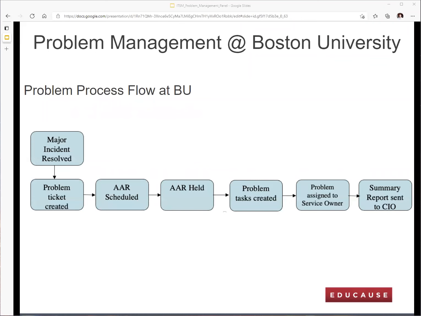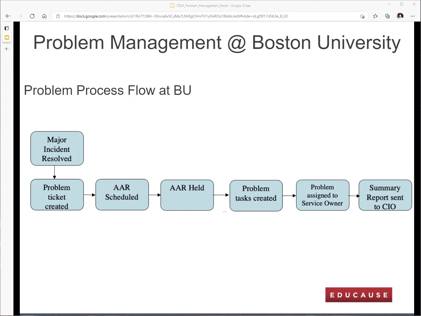Next slide, please. I wanted to just quickly explain the way we do the problem practice at BU with a brief flow visual. So first, a major incident happens, primarily P1s. And once it's resolved, a problem ticket is created. And one thing that we do here at BU is we have an after action review for every major incident that has a problem opened. In ITIL, that is referred to as a major incident review, but we do it out of the problem ticket rather than within the major incident ticket.